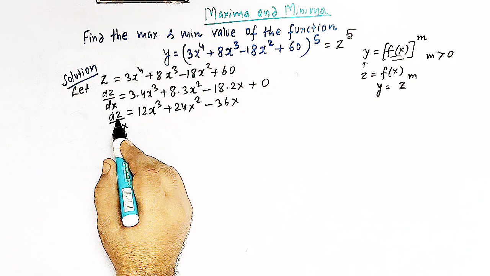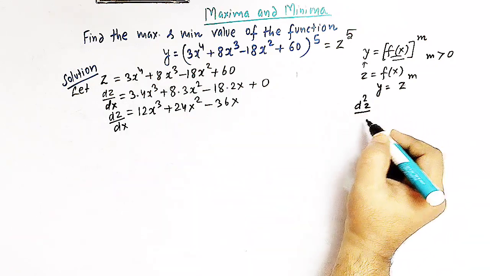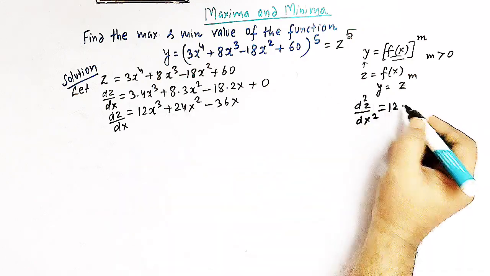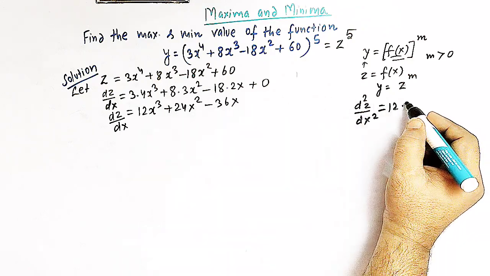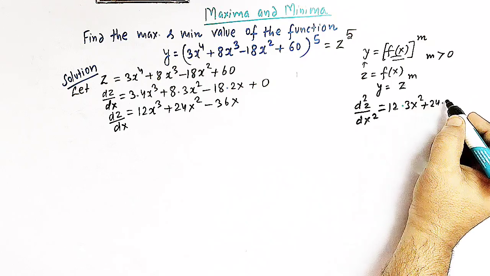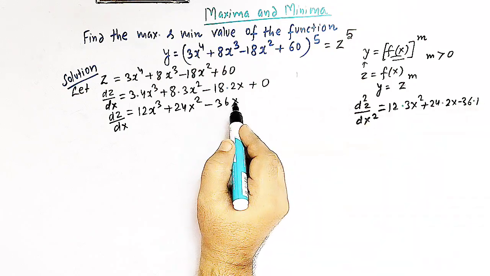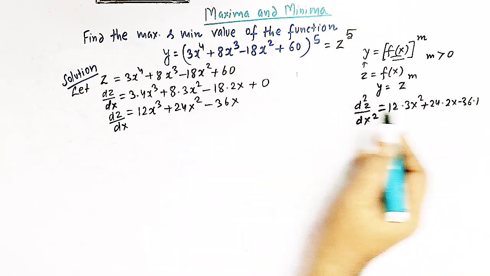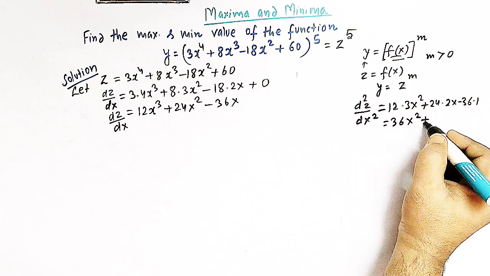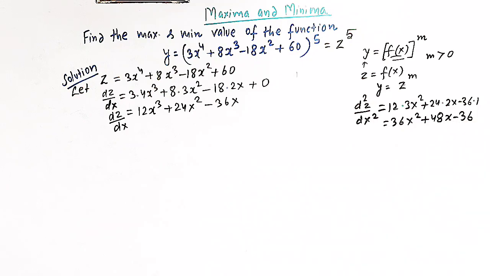So let us find the second derivative here. The second derivative is given by 12 times the derivative of x^3, which is 3x^2. Then we have 24 times the derivative of x^2, which is 2x, minus 36 times 1, since the derivative of x is 1. So we have 36x^2 + 48x - 36.